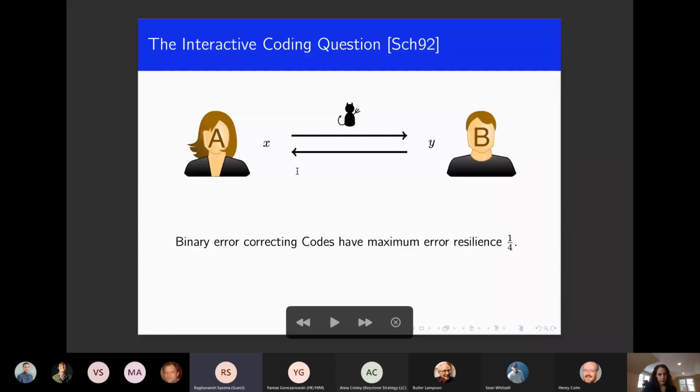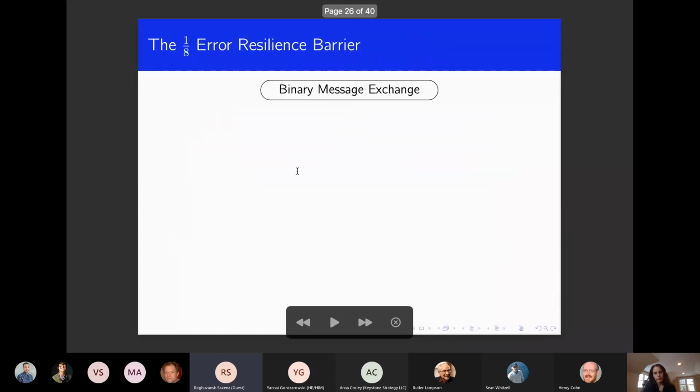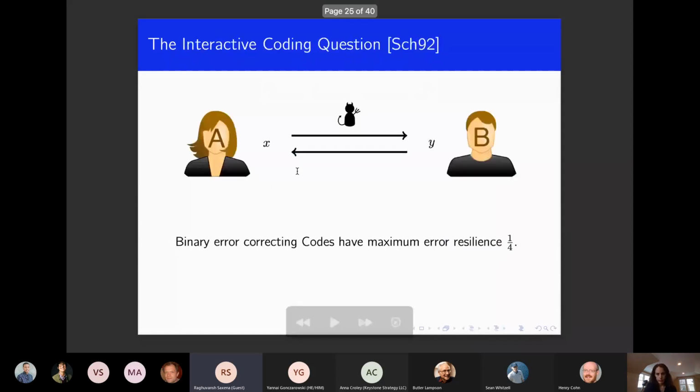And because in one direction you have error resilience at most a quarter, what this means is that the error resilience of this message exchange task will be 1/8, because you want to do 2 copies of these error correcting codes, and you want the errors in both the copies to be less than 1/4, which means the total fraction will be half smaller, so it will be 1/8. This is the naive protocol for binary. It has an error resilience of 1/8. And in fact, nothing better is known.